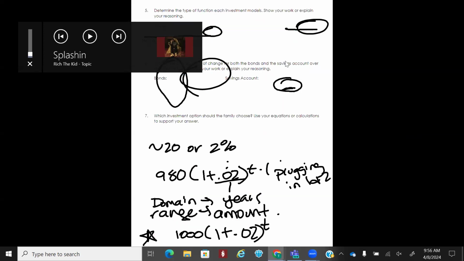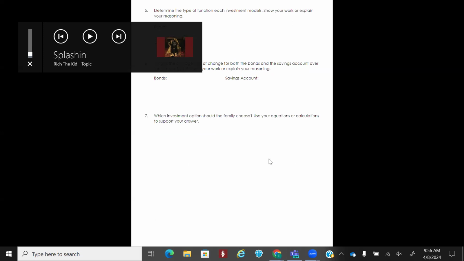All right, flipping over to the back, what type of function is each one of these functions? Is it linear, quadratic, or exponential? Exponential, because we got an exponent. That is a variable. Okay.